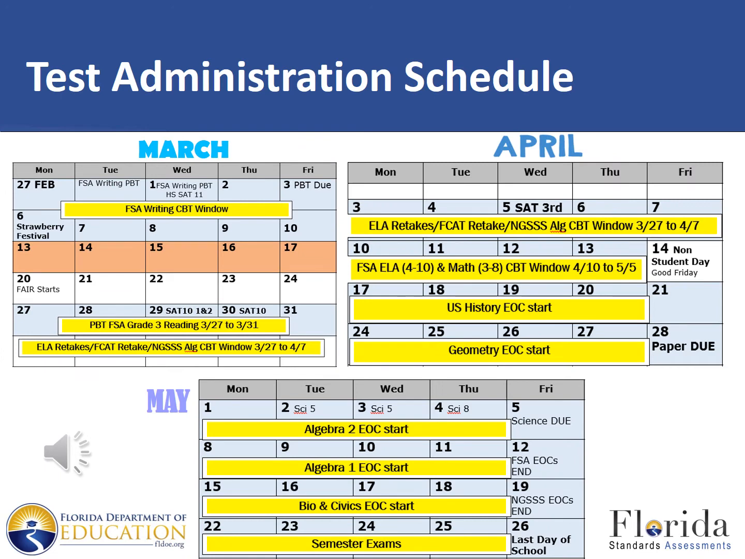Shown here are the 3 months for spring testing. Please be mindful that these are windows. However, you still must follow the plan set forth by the district.